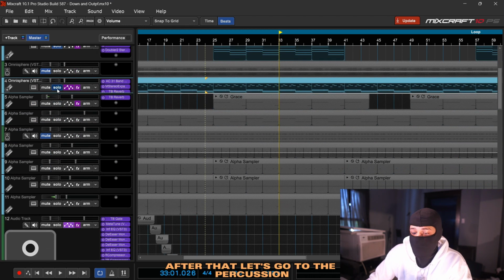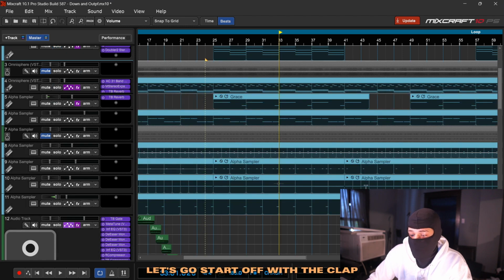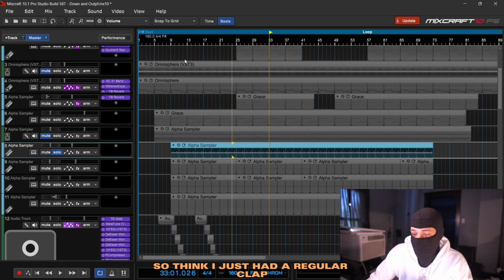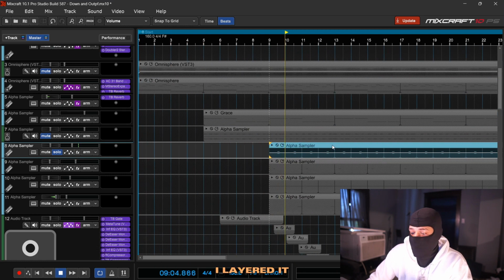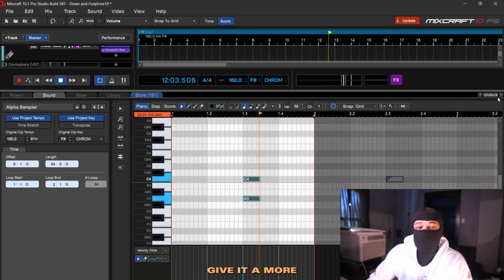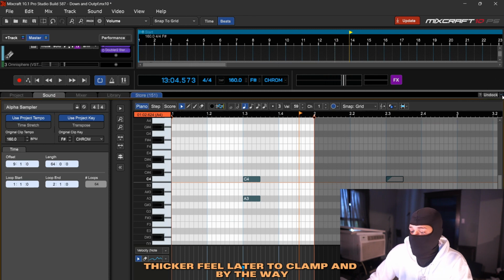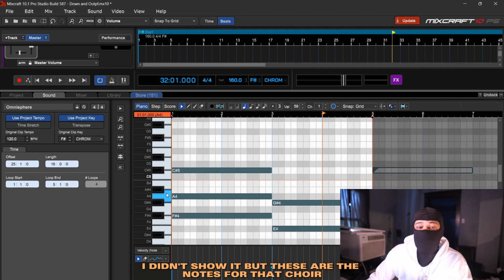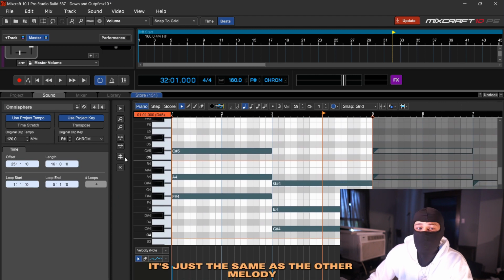After that, let's go to the percussion. Let's start off with the clap, because that's usually what I do. So, I think I just had a regular clap. I layered it, to give it a thicker feel. Layer the clap. And by the way, I didn't show it, but these are the notes for that choir. It's just the same as the other melody.